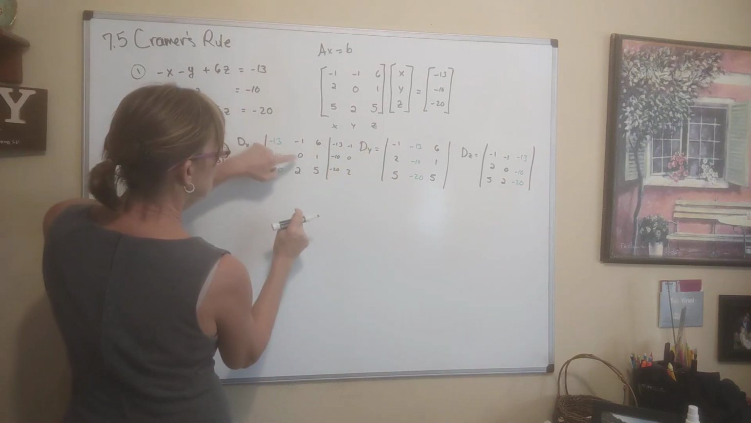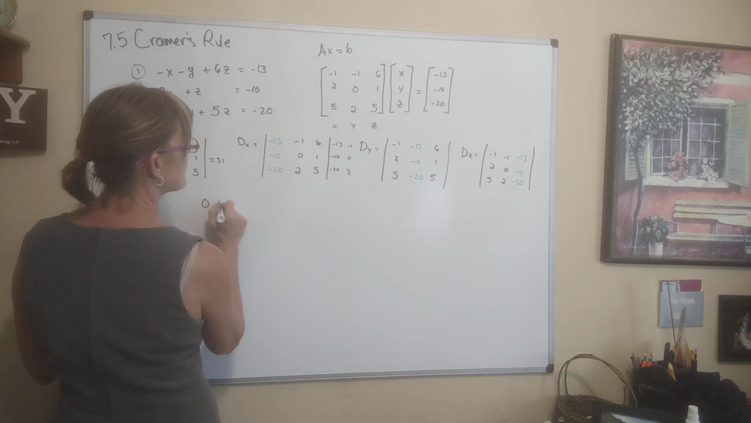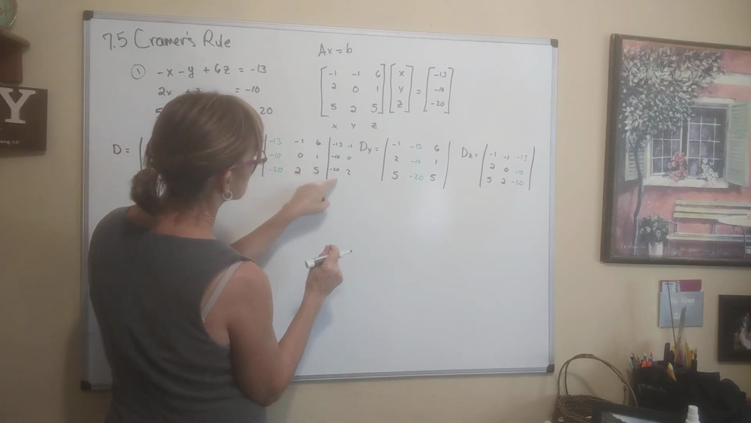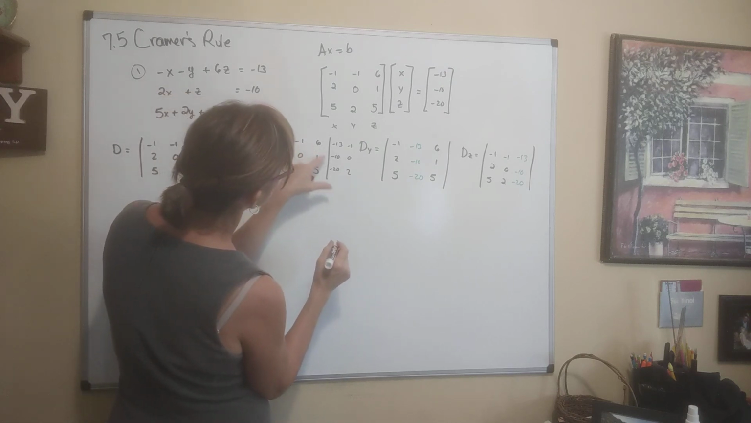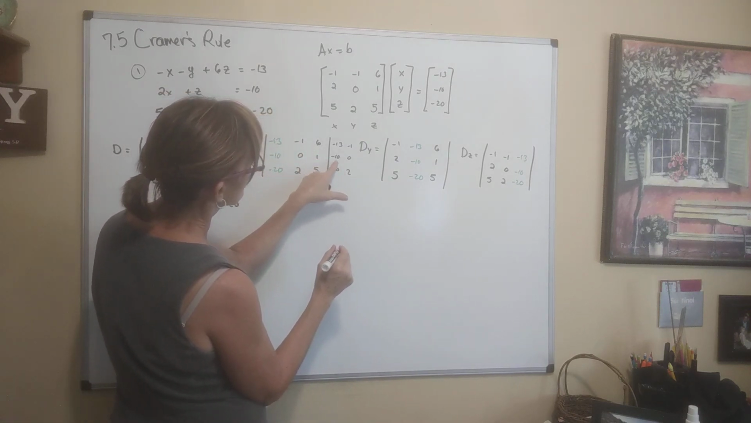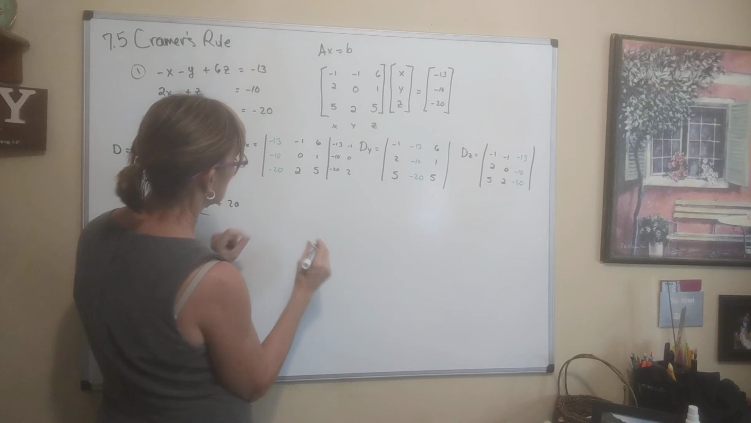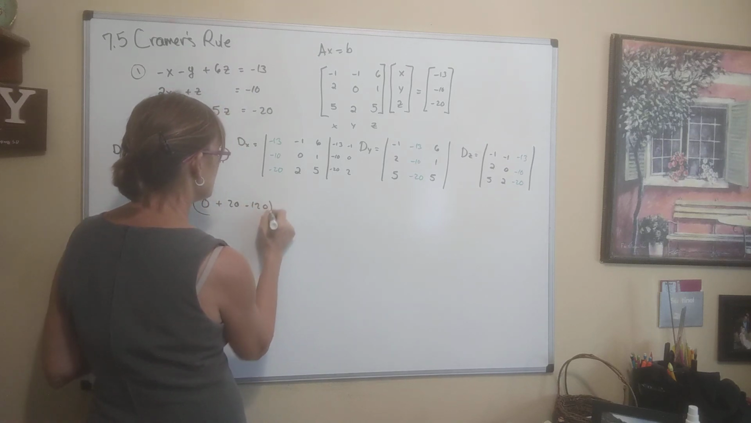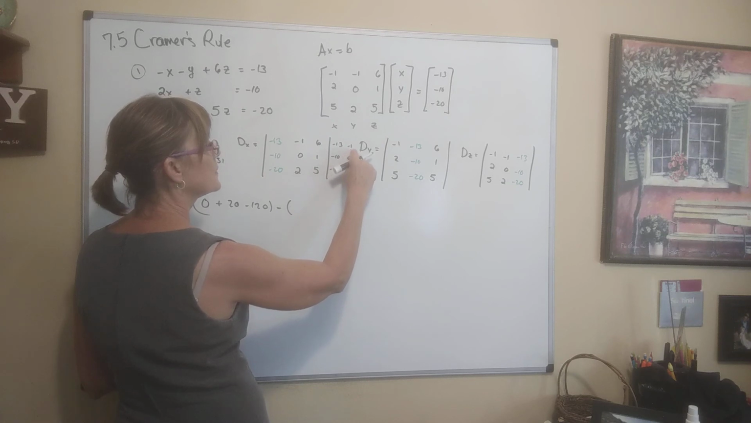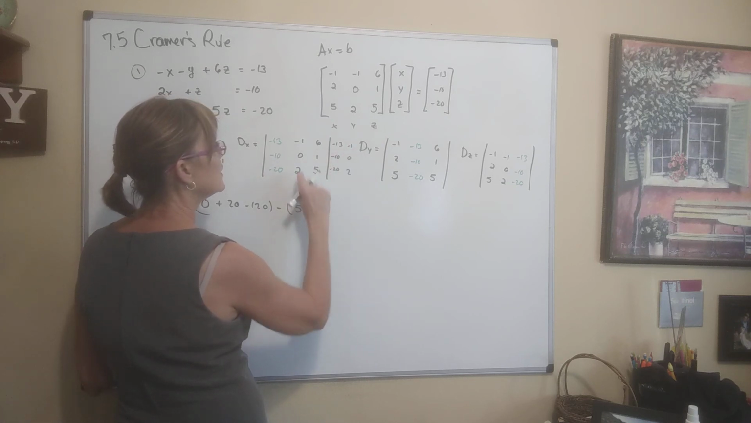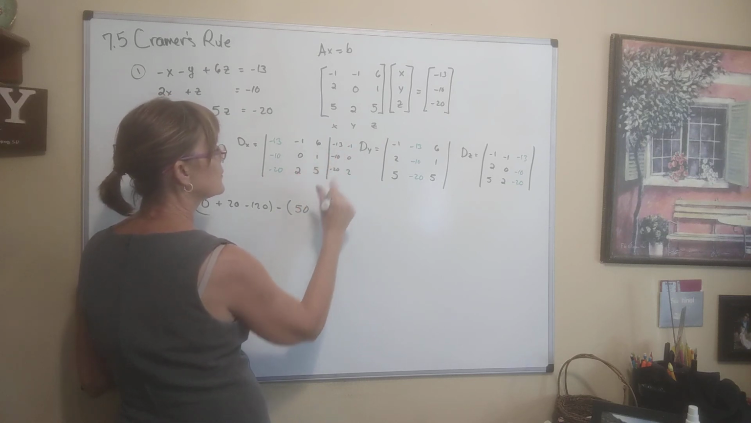I'm going to say this times this times this is a 0. -1 times 1 times -20 is a 20. And then I have a 6 times a 2, which is 12, times -10 is -120. Minus, let's go backwards. 5 times 10 is a 50. 2 times 1 times negative is -26. And this is a 0.